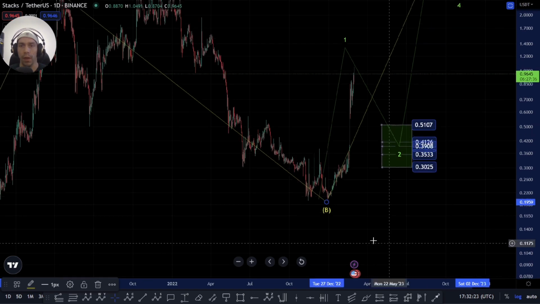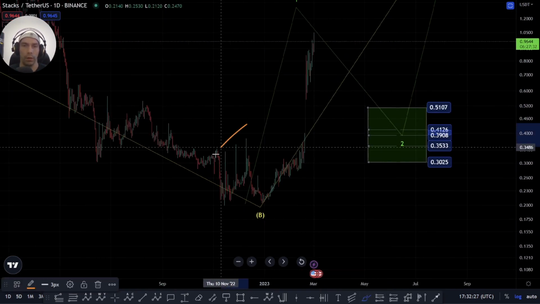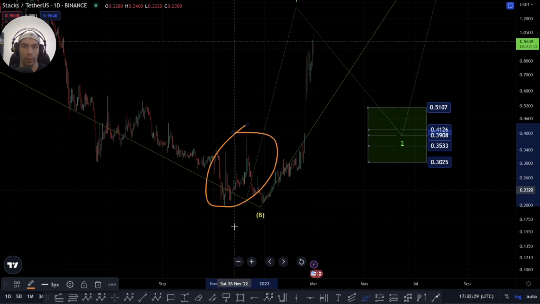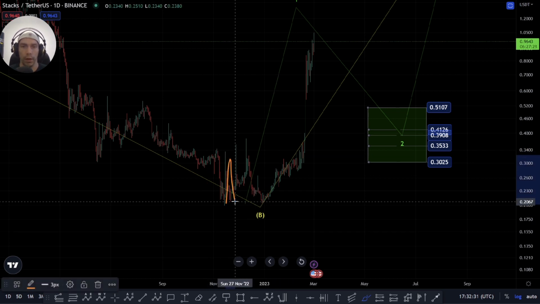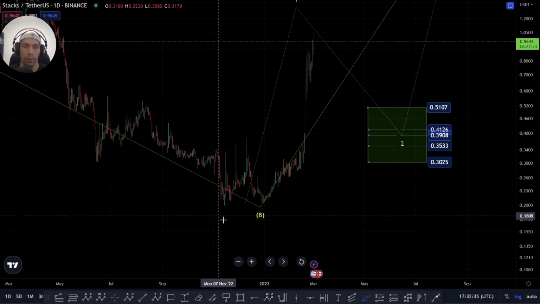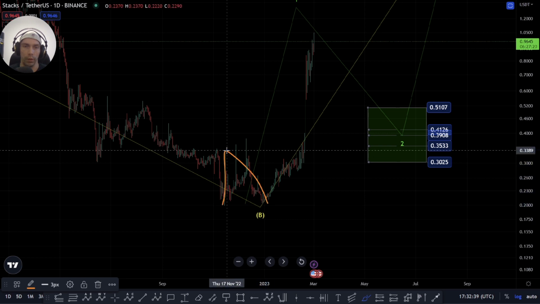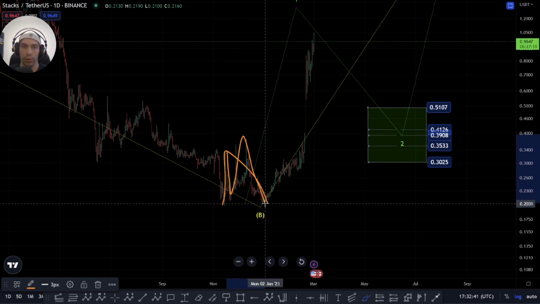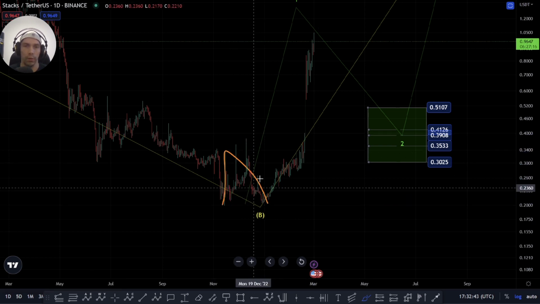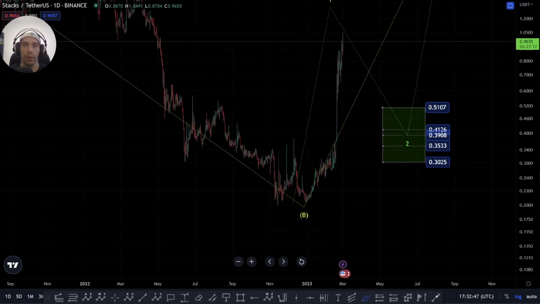into these lows. Within this, now there's a little bit of awkward structure in the beginning of this move here as well. We can't really count it as a diagonal because the waves don't follow the rules. So it is possible we could have an additional 1, 2 like this, where this becomes a flat correction in here. That is a possibility, which would mean that our count would have an additional fourth and fifth. So we're going to be keeping an eye on it.